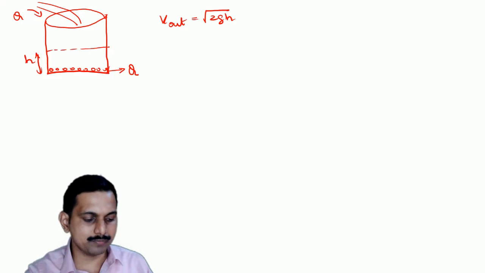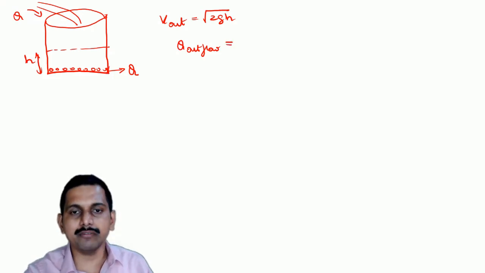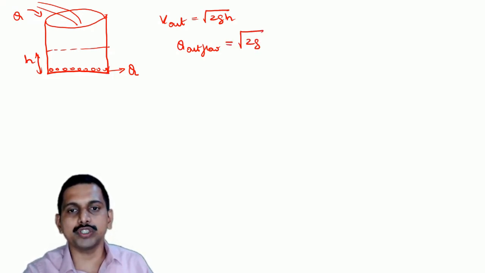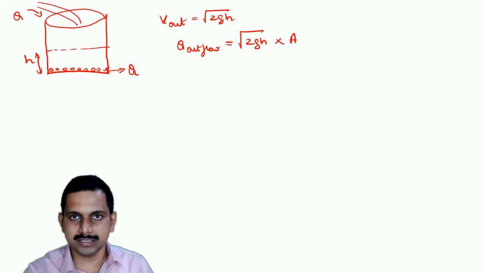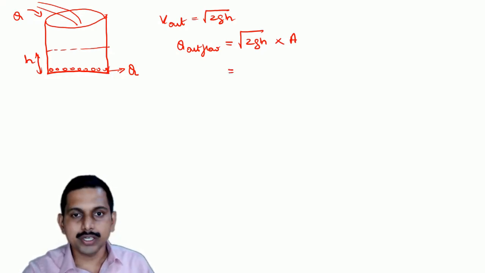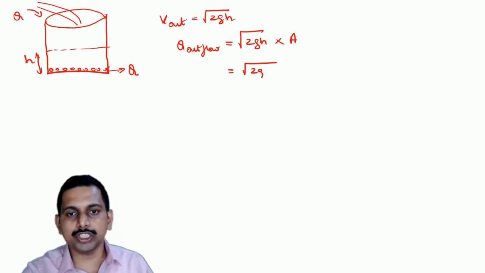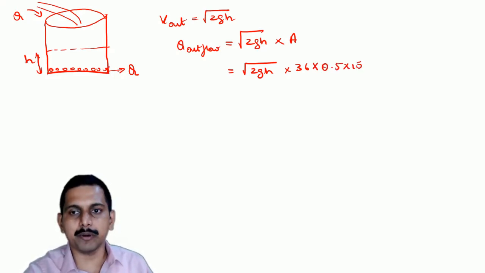So let us do that. Q outflow through those 36 holes is equal to root of 2gh, which is the velocity, into the area, then it is sufficient. So this would be equal to square root of 2gh into 36, as 36 holes are there, and then 0.5 into 10 power minus 2.